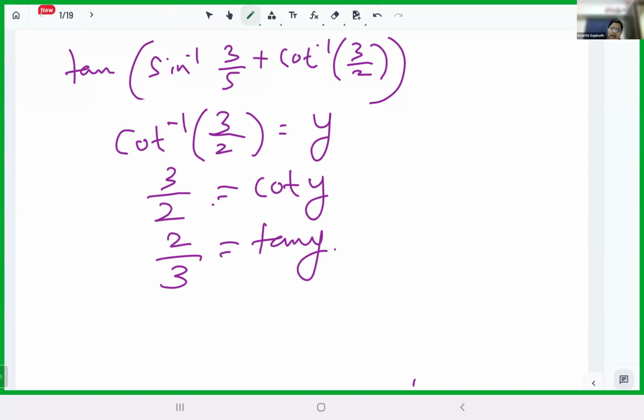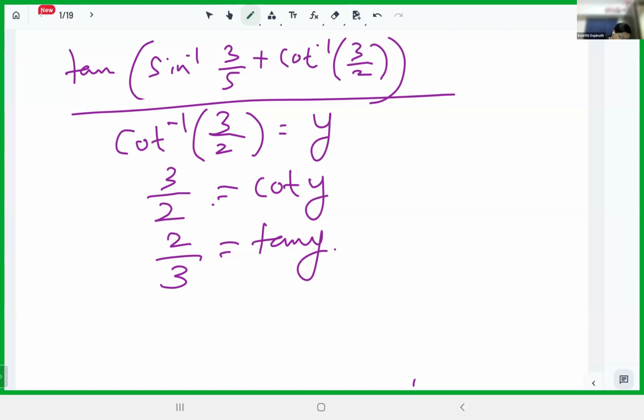Why are we obtaining this tan x and tan y? You might have a doubt, right? Since the question is tan of something, we have to apply an identity in terms of tan. We have to apply an identity of tan. So that's why we are finding out the value of tan x and tan y. Now we have obtained the values of tan x and tan y.